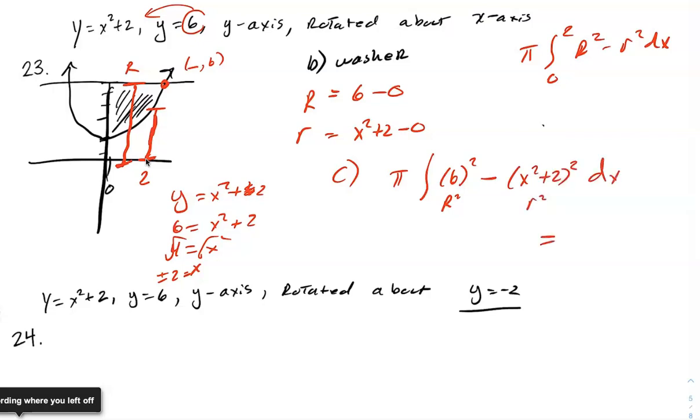dx. Plug that in, you get 704 pi over 15, or 147.445. So that's the idea. Now we're gonna have a little more fun.